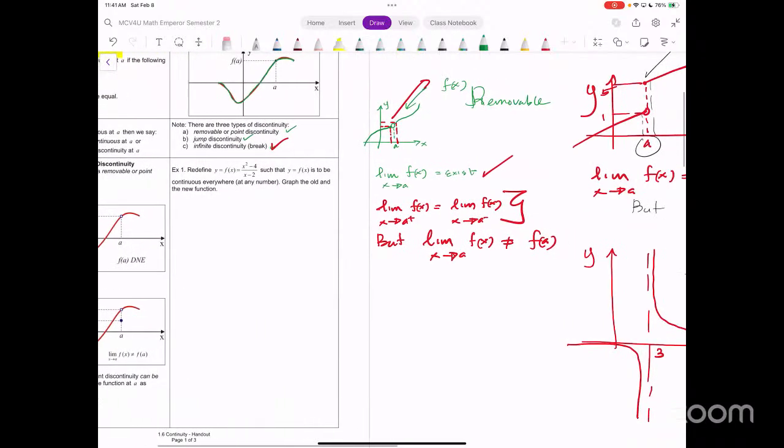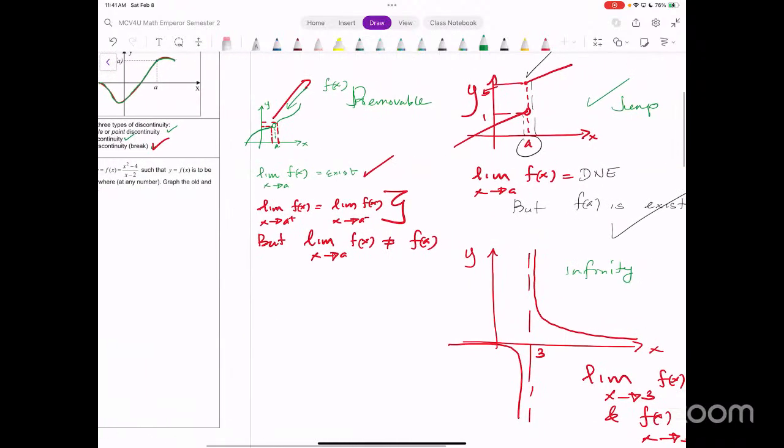It's infinity because at that x point the line goes up and down to infinity, where there's no point of intersection basically. You can say that there's no point of intersection on that vertical line. Okay.